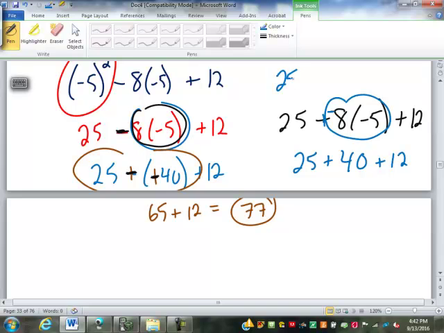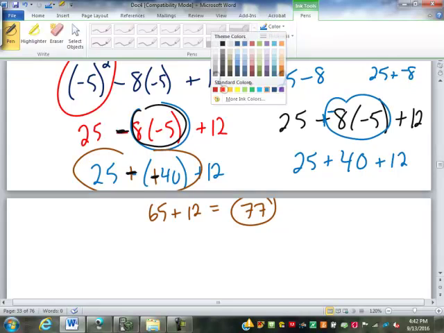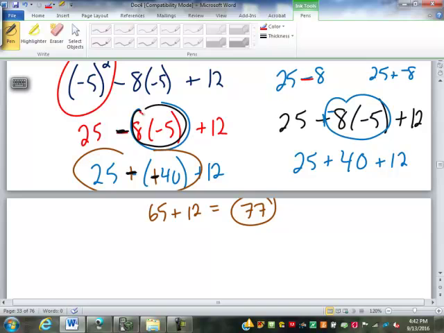I can either think of that as 25 minus 8, or I can think of it as 25 plus a negative 8. If I leave it as 25 minus 8, well, then it is a positive 8 times negative 5. If I change it to plus a negative 8, then it is a negative 8 times negative 5 to give me a positive 40. But you'll notice, in both cases, when I combine the 25 and the 40, I'm going to get 65. So it works out the same either way. You just have to make sure you keep track of it.